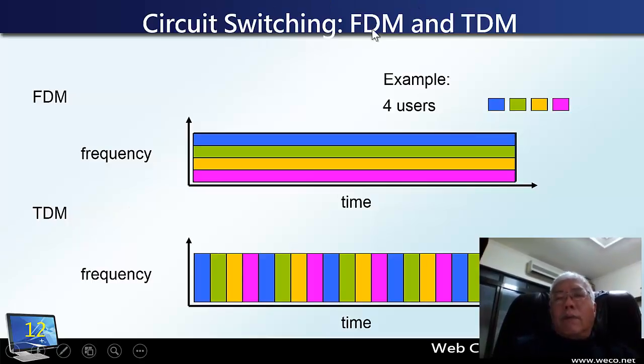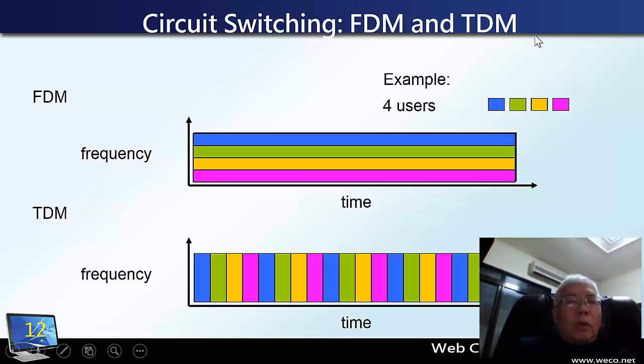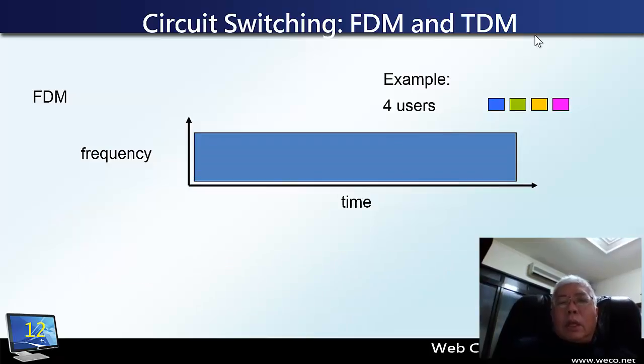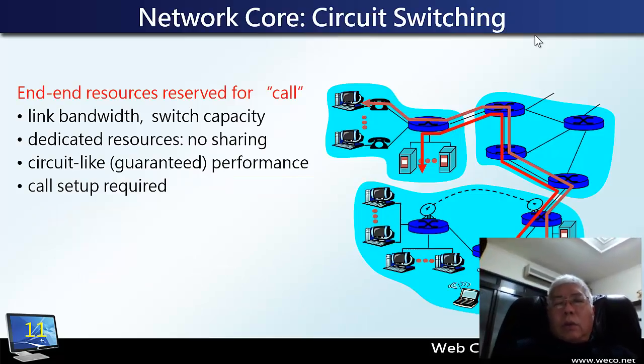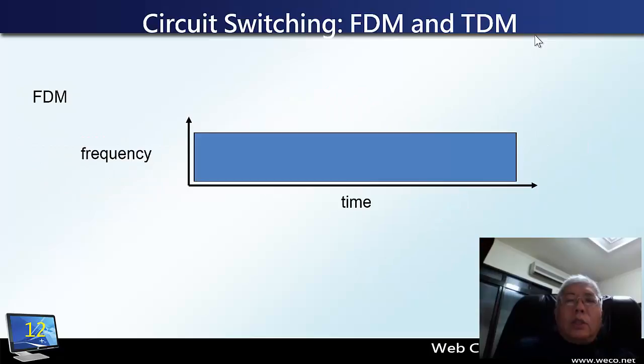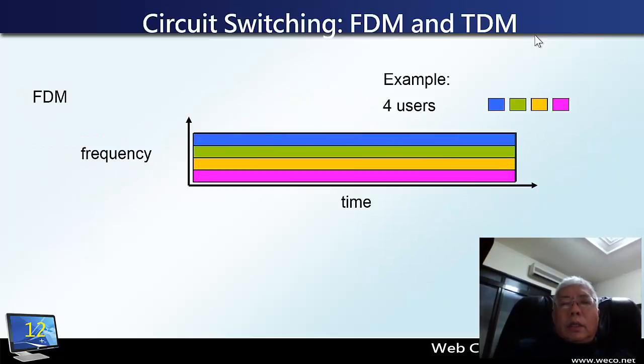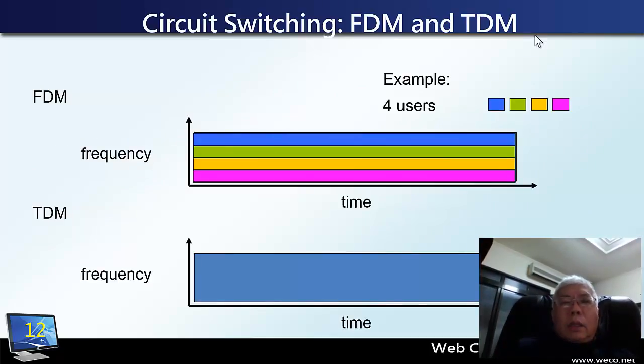So in circuit switching, we could have frequency division multiplexing and also time division multiplexing. That's a circuit. As long as we need a dedicated circuit, we can use those kinds of technology. Actually, there are many. This can be applied to many transmissions.